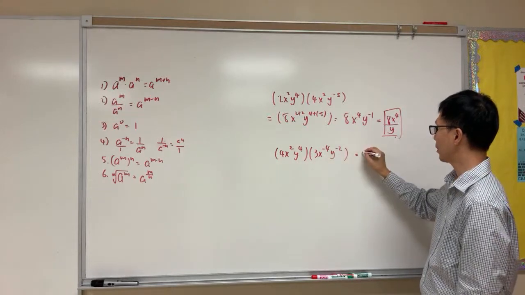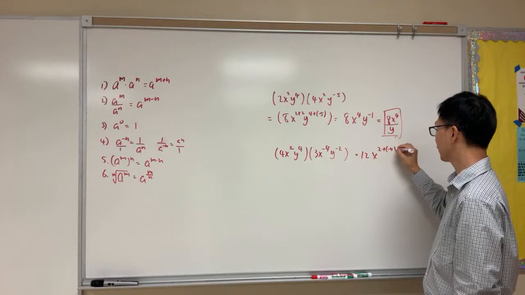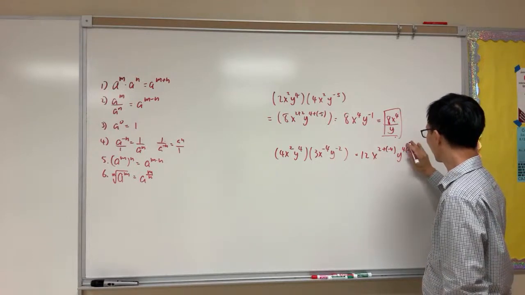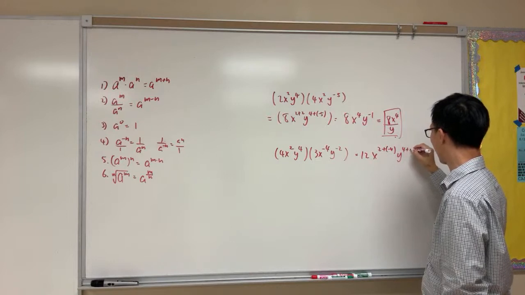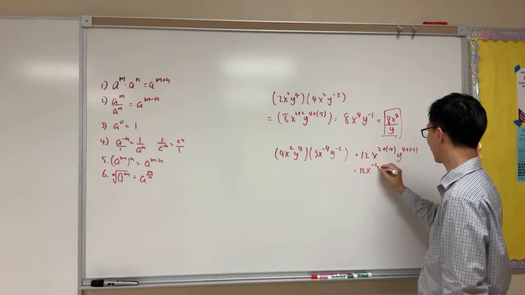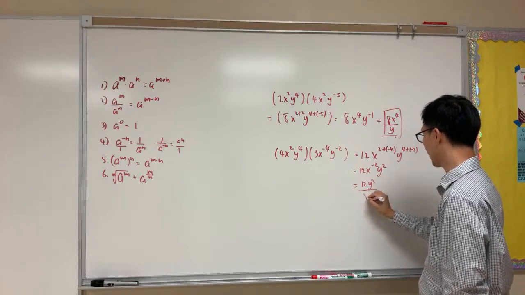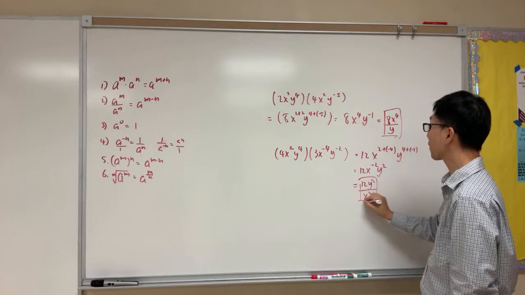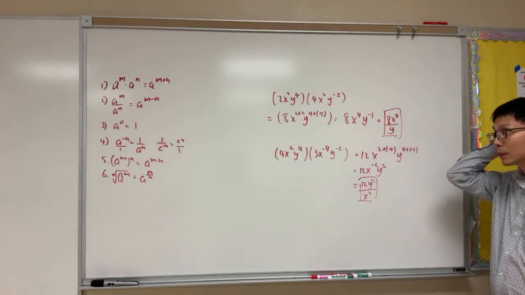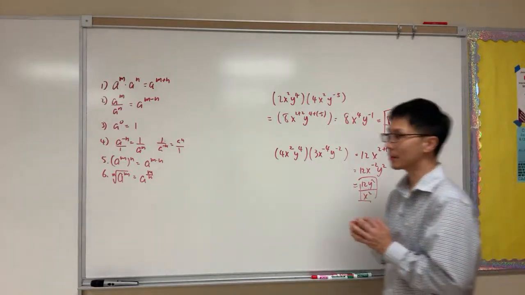4 times 3 is 12. x to the 2 plus negative 4. y to the 4 plus negative 2. And that's equal to 12x to the negative 2, y to the 2. That's equal to 12y squared over x squared. Okay, that's very simple arithmetic, just adding the exponents, but make sure they have the same base.